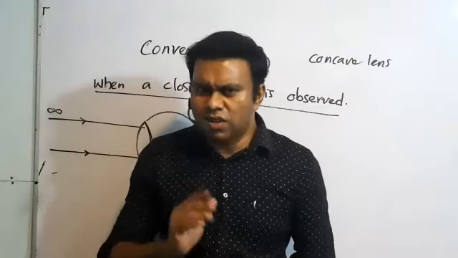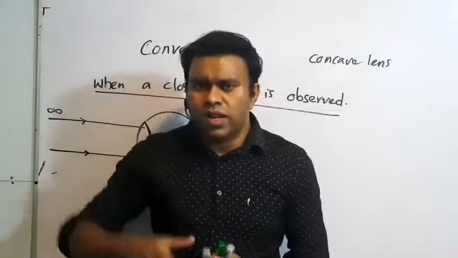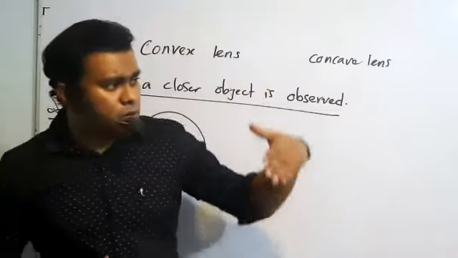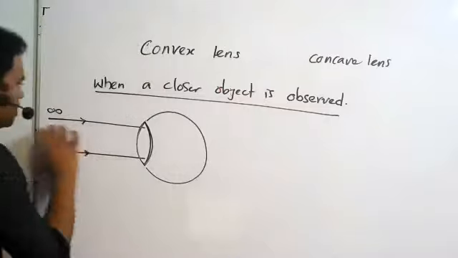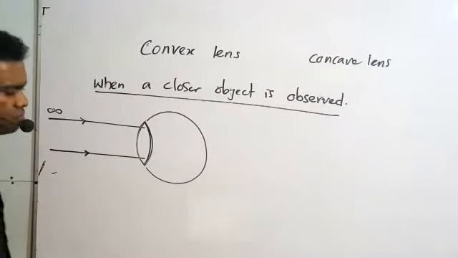What do you think? Can you understand? So when light rays are coming from far away, the eye feels these light rays are parallel.